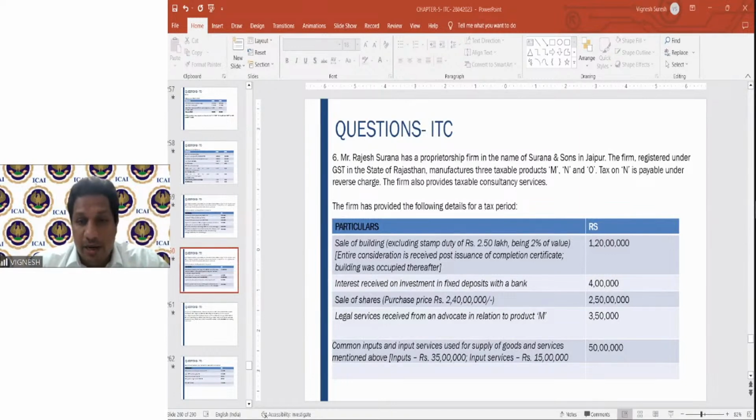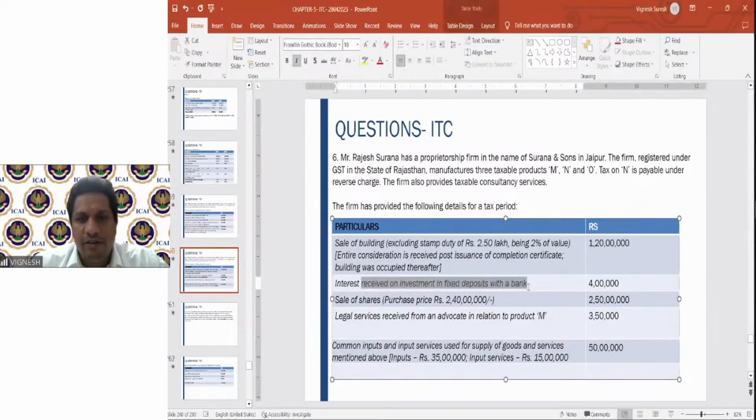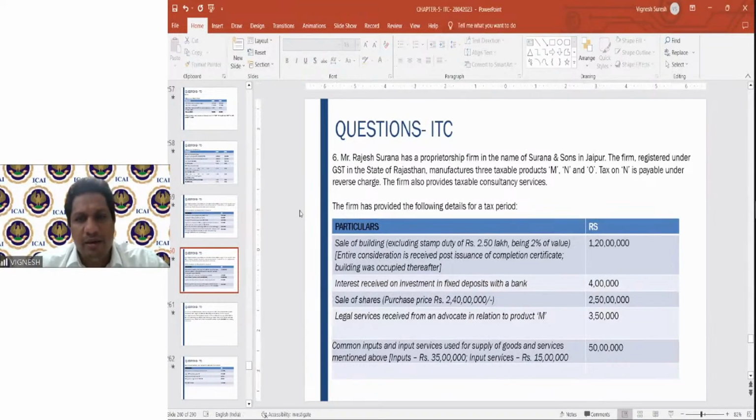Fine. Then the next one, interest. Interest received on investment in fixed deposit, same thing. 4 lakhs, no GST applicability on this. Sale of shares also, there is neither goods nor services, no question of GST.